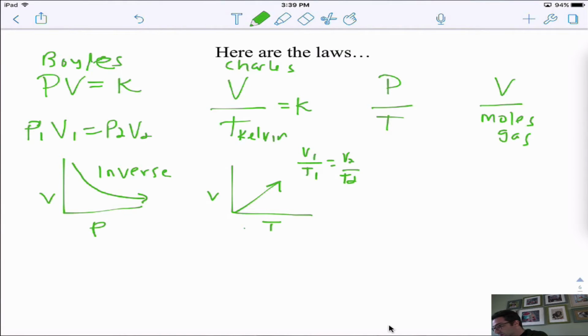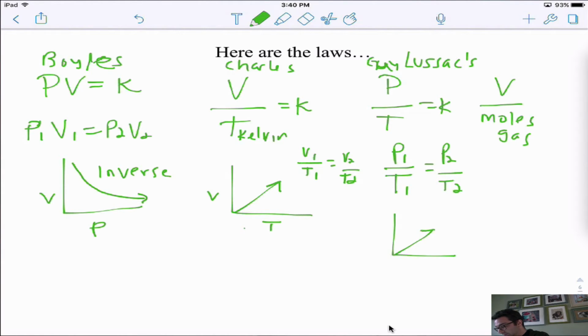The third law is Gay-Lussac's law. So Gay-Lussac's law is pressure versus temperature, and that equals a constant. And the same way I could do conditions, pressure 1 over temperature 1 equals pressure 2 over temperature 2, and the relationship will be again direct, where we have pressure versus temperature.